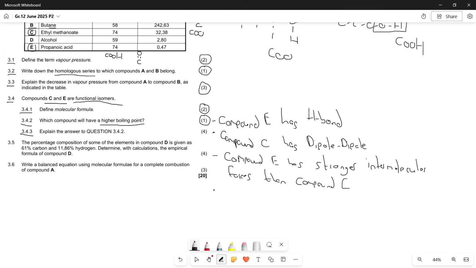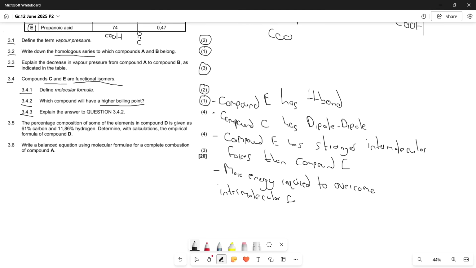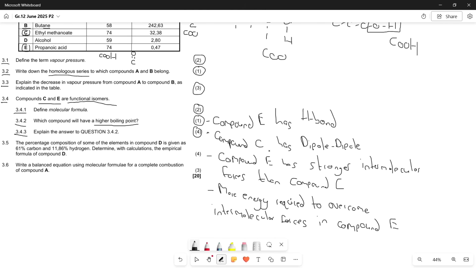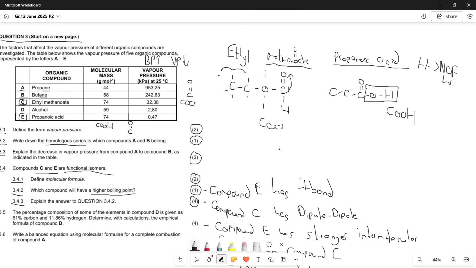And that was our 3rd mark. And then our 4th mark is once again saying more energy required to overcome intermolecular forces in compound E. Cool. And those 4 points just earned us 4 marks over here, where we stated the intermolecular forces of compound E, then that of compound C, then compared the intermolecular forces as to which one was stronger.